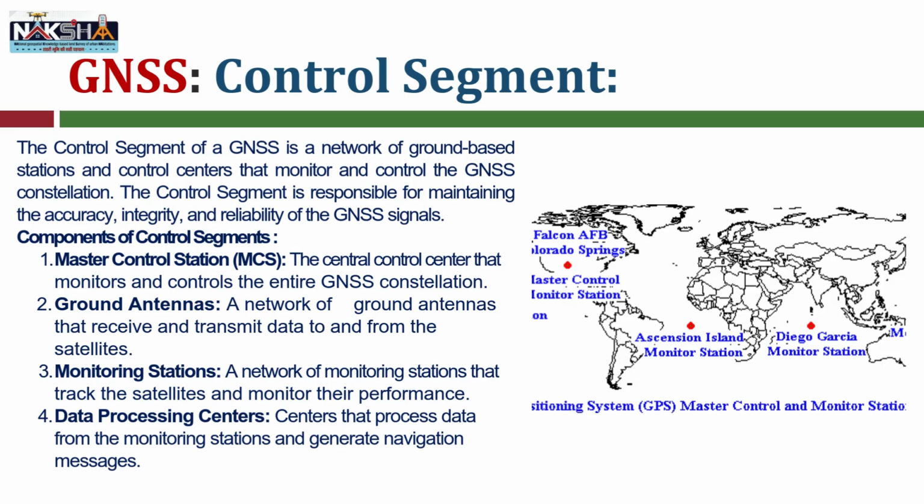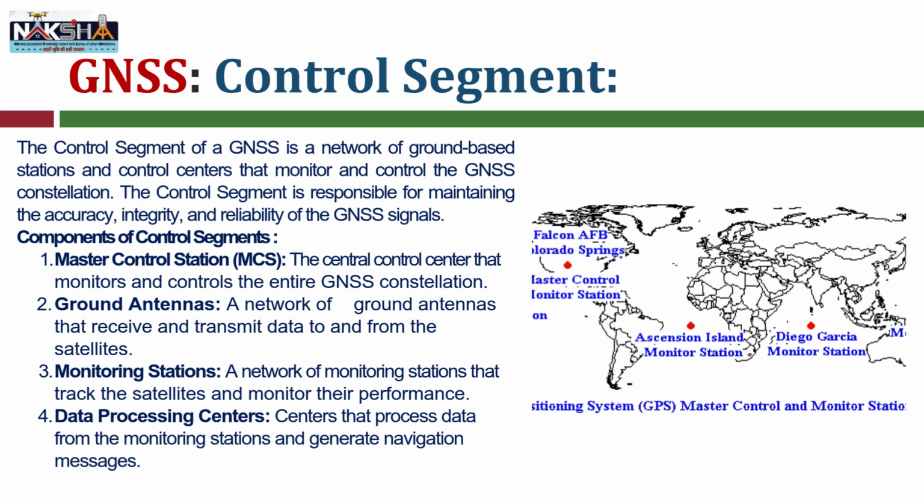The control segment is a network of ground stations and control centers that monitor and manage the satellites in a GNSS system. Its main job is to make sure the signals from satellites are accurate, reliable, and trustworthy. There are 4 main parts of the control segment. The Master Control Station, MCS, which is the central hub that monitors all the satellites and sends commands to keep them in the right orbit. Ground antennas communicate with satellites. They receive data from satellites and send commands back.